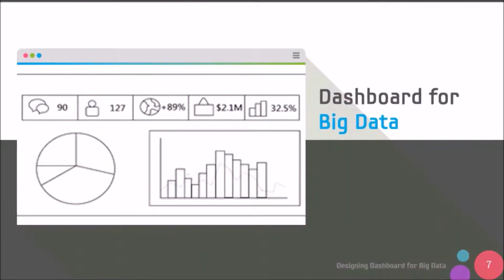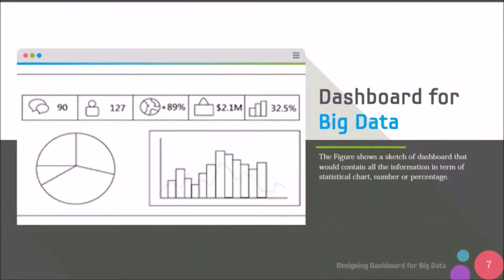This figure shows a sketch of dashboard that would contain all the information in terms of statistical chart, number, or percentage. Dashboard, which is a user interface that comprises of chart with a good chart that turns data into information by visualizing trends, displaying outliers, and using colors to highlight data above or below a given target.